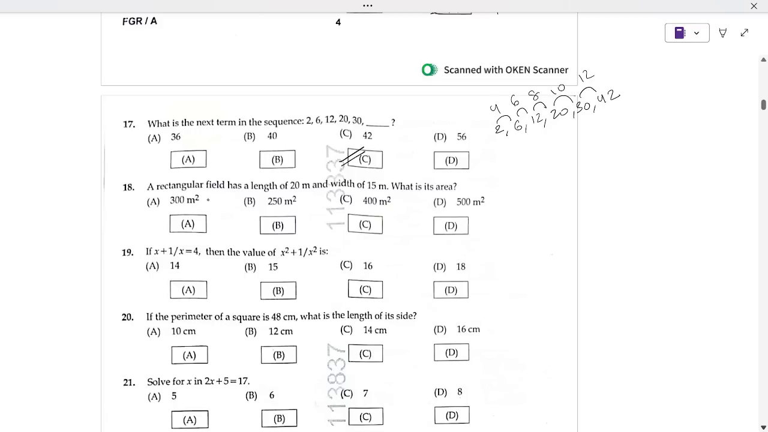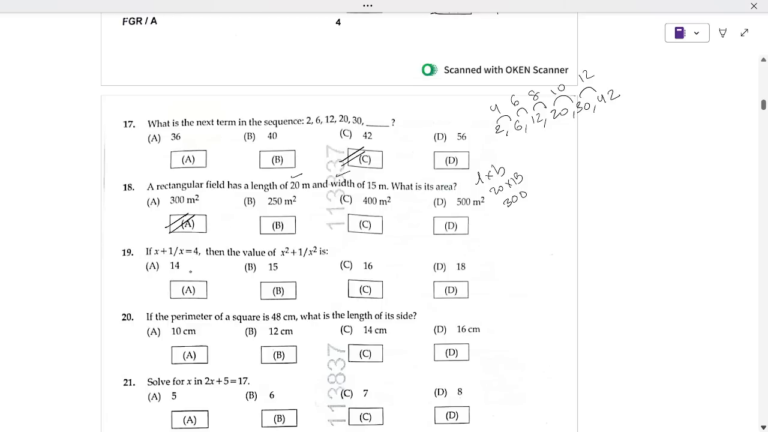A rectangular field has a length of 20 meter and width of 15 meter. That means mensuration, area. So what is its area? Length is given 20 meter, width, it means breadth, 15 meter. Area of a rectangle is nothing but length into breadth. That means 20 into 15 is nothing but 300. So answer is A.